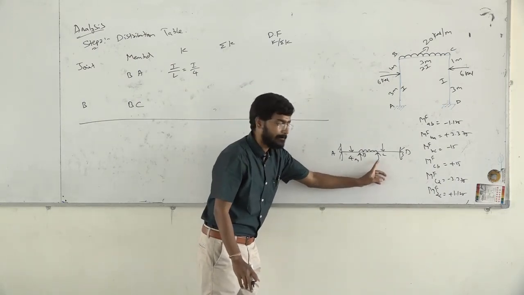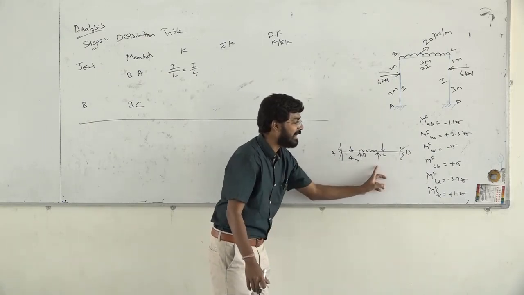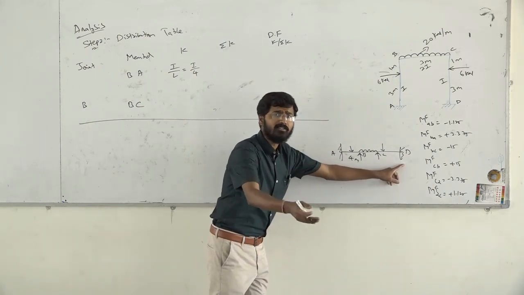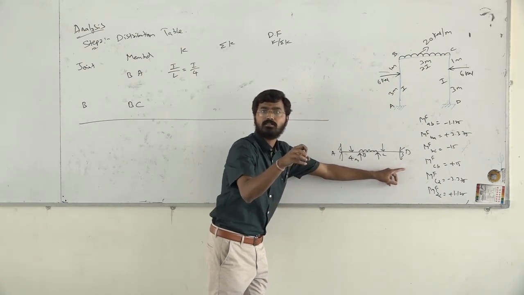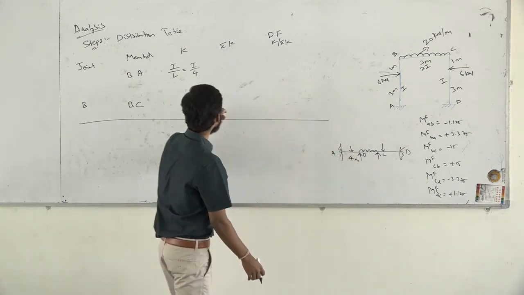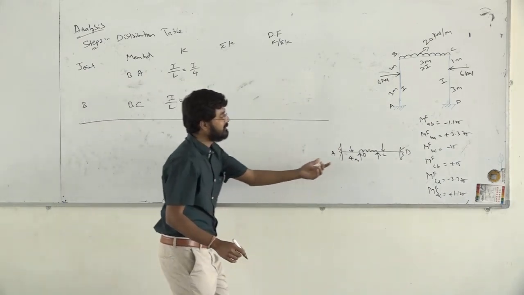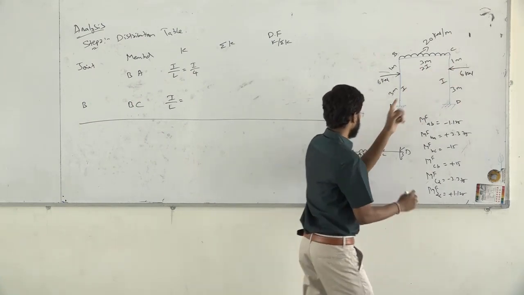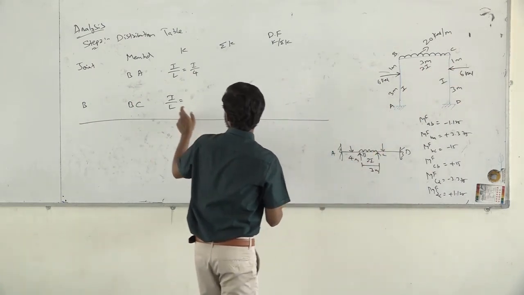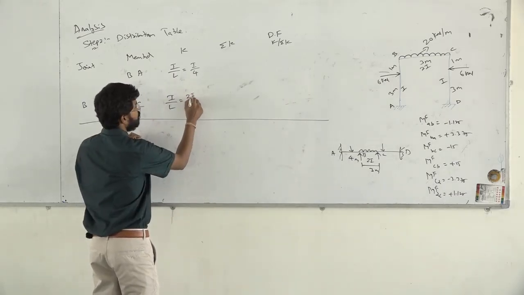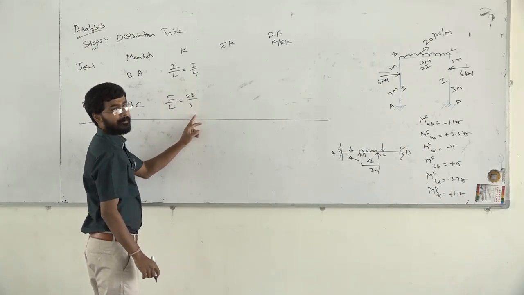Now if you see BC, C is my far end, then this C is continuous. After this I have a beam, a frame or a member, so this support or joint we call continuous. There we will take it as I by L. Now for the BC span, I is equal to 2I, and the length is 3 meters. So we take 2I by 3, and we get 2I upon 3.